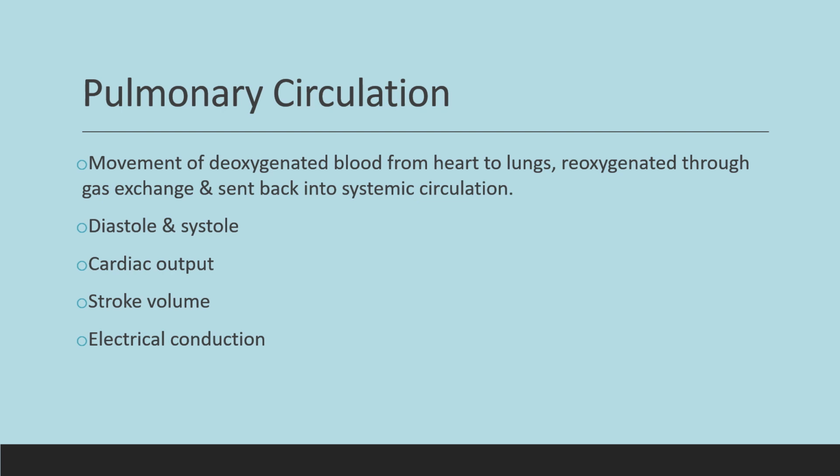Electrical conduction originates from the SA, or sinoatrial node, in the right atrium. This is the heart's pacemaker. The electrical impulses move from the SA node to the AV node, to the bundle of His, to the right and left bundle branches, and then to the Purkinje fibers. This electrical conduction is responsible for normal sinus rhythm. This is the expected heart rhythm for adults.